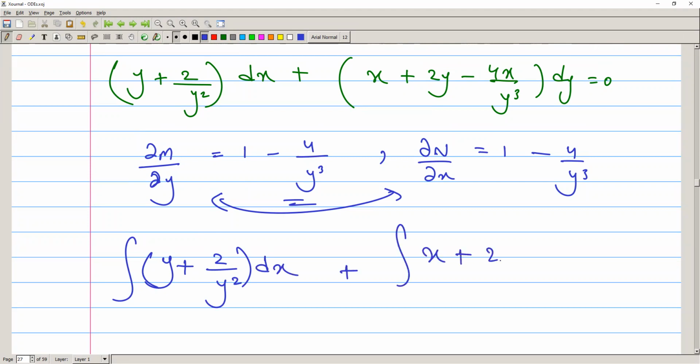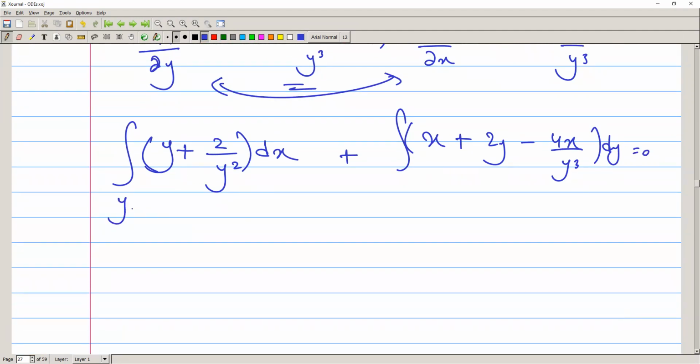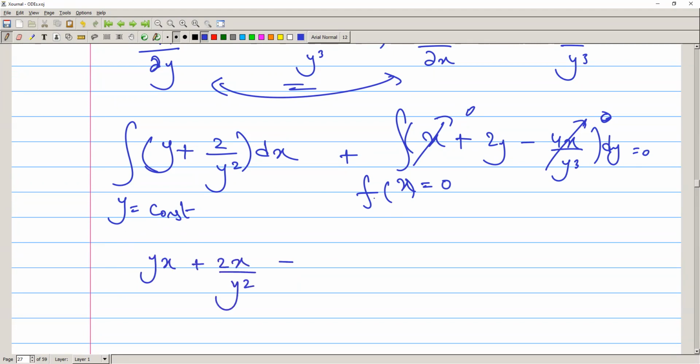This will be (x plus 2y minus 4x over y^3) dy is equal to 0, right? So now here y is constant, and wherever x is involved, we simply make it 0, since any function of x is 0. Now this will be integrated with respect to x, keeping y constant. So it will be yx plus 2x over y^2, and then plus 2y here.